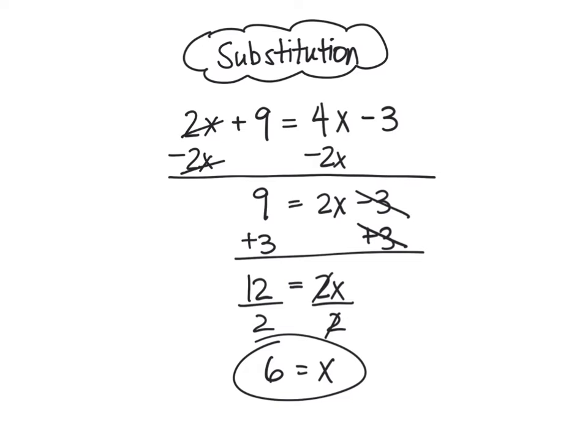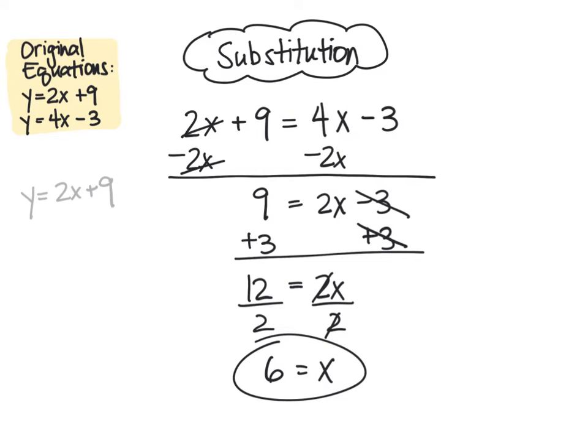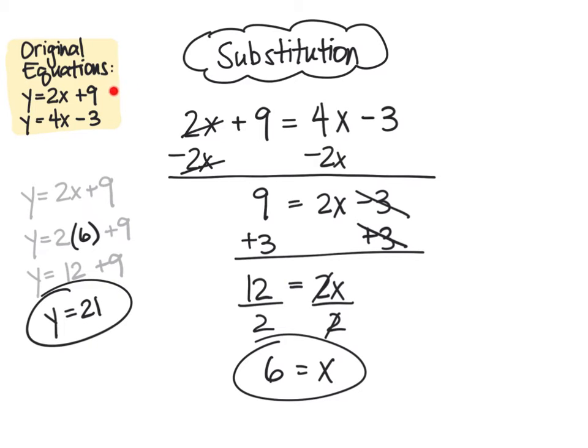If you can recall, here are the original equations. So I just need to pick one. I'm going to pick the top one, and I'm going to substitute x for 6. And now I solve for y. So now I know that these two equations will meet at the point (6, 21).